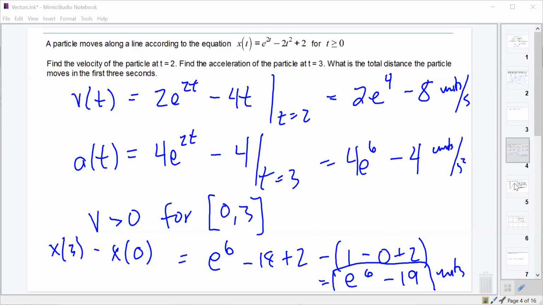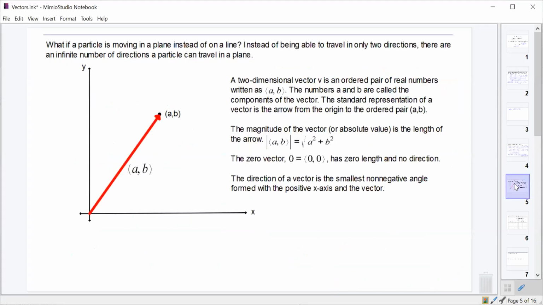All right, so now rather than just looking at particles that move in a straight line, we're going to look at particles that are moving in a plane. So rather than just having the option of moving directly to the right or directly to the left or directly up and directly down, they can move at any angle on the plane. And normally when we talk about moving in a plane, we talk about these particles moving in a plane as vectors.